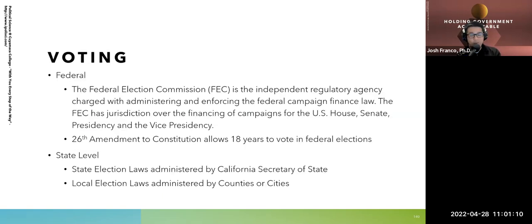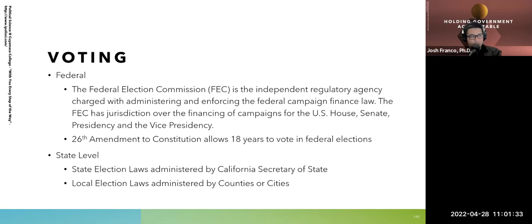And then the last example is voting. So we have federal voting laws and organizations. One example is the Federal Elections Commission. This is an independent regulatory agency charged with administering and enforcing federal campaign finance laws. And the FEC has jurisdiction over financing of campaigns for the U.S. Senate, U.S. House, and the presidency and vice presidency.